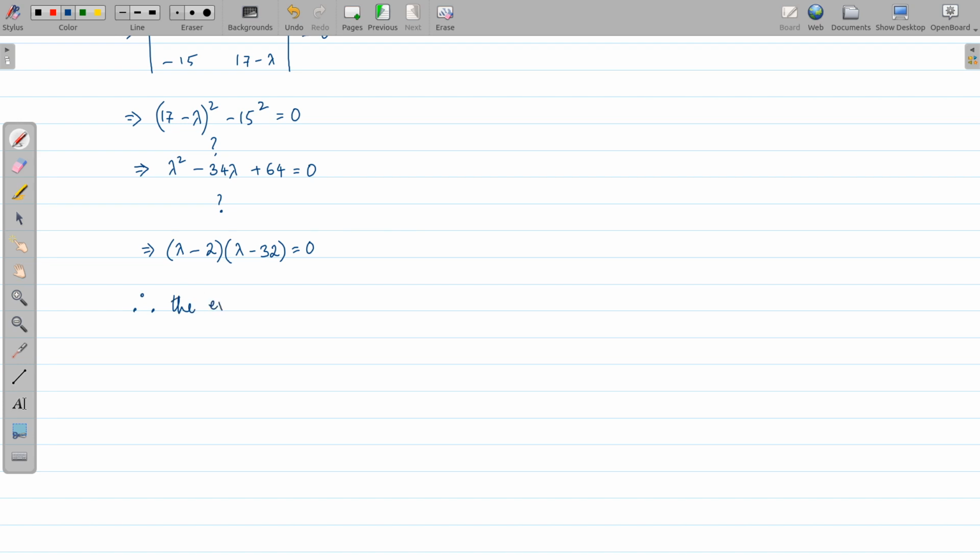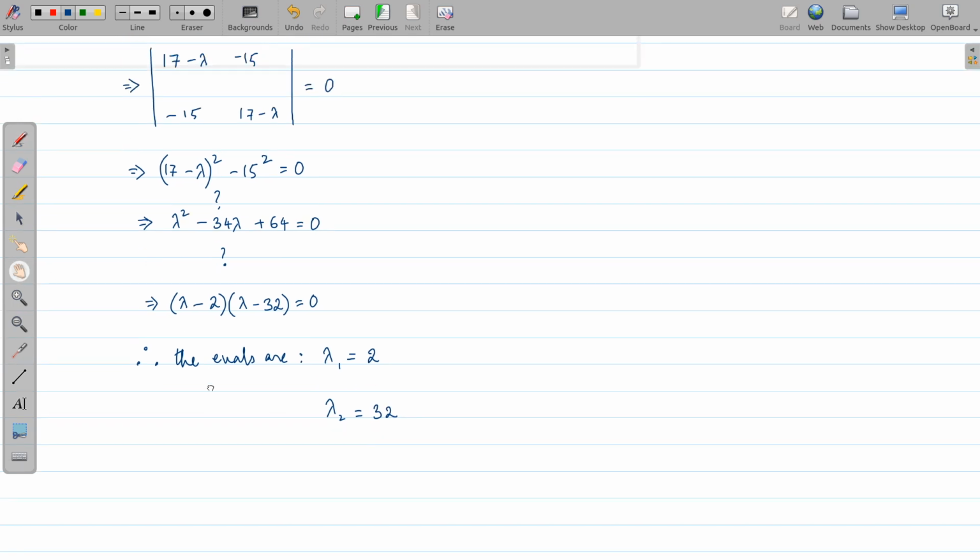So immediately you see the eigenvalues. The first eigenvalue comes from lambda minus 2 equal to 0, which gives lambda 1 equal to 2, and the second eigenvalue, lambda 2, is equal to 32. So we got the two eigenvalues, lambda 1 and lambda 2.